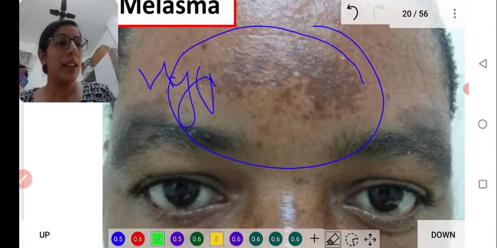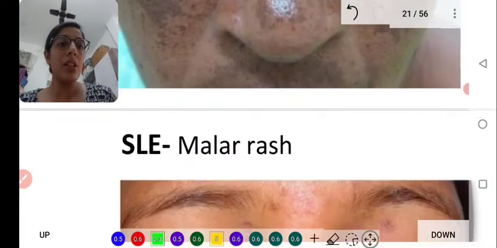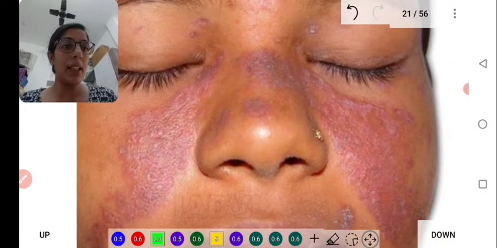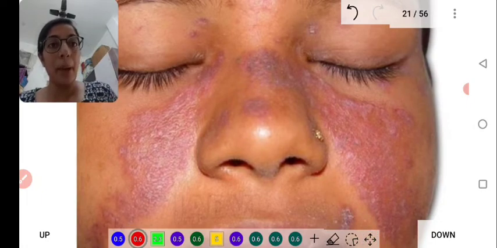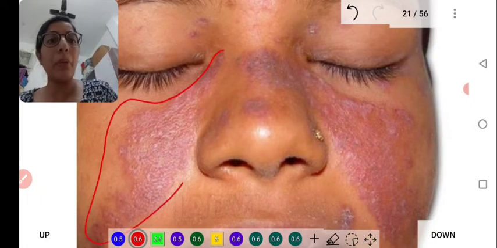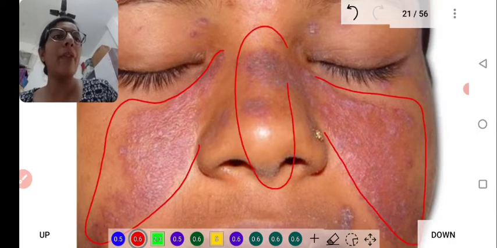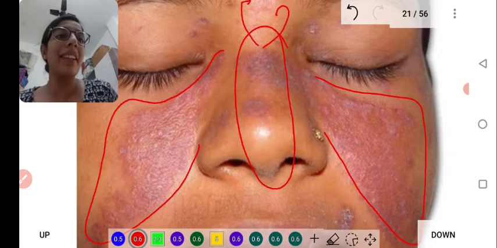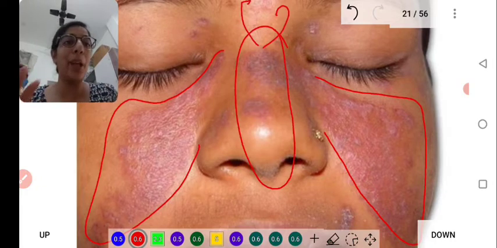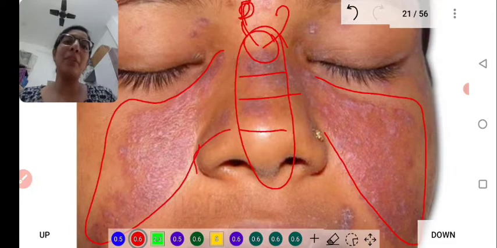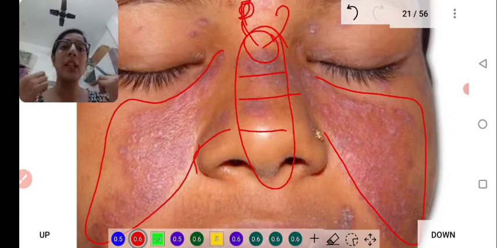Okay, let's see towards the next question. Okay, I'm making something for you. The nasolabial folds are not involved. My handwriting के साथ साथ मेरी ड्राइंग भी बहुत बेकार है. ठीक है. Butterfly like rash and sparing of the nasolabial folds.